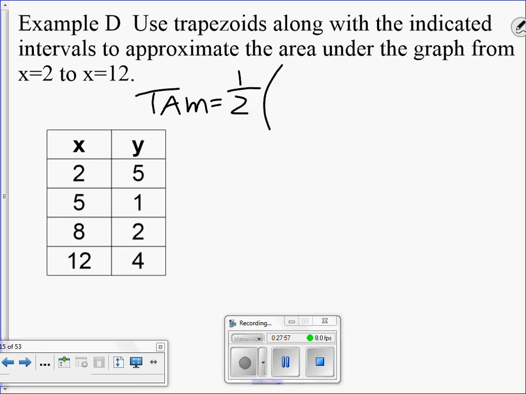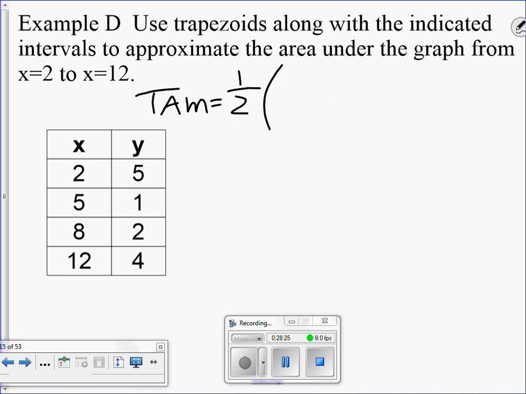But then for each one of the trapezoids, what do we still need? The height times the sum of the bases. So for each one of our trapezoids, we're going to take the height times the sum of the bases. Oh, you want to just pull out the 3 for the first 2? Yes, you definitely could do that if you want to.